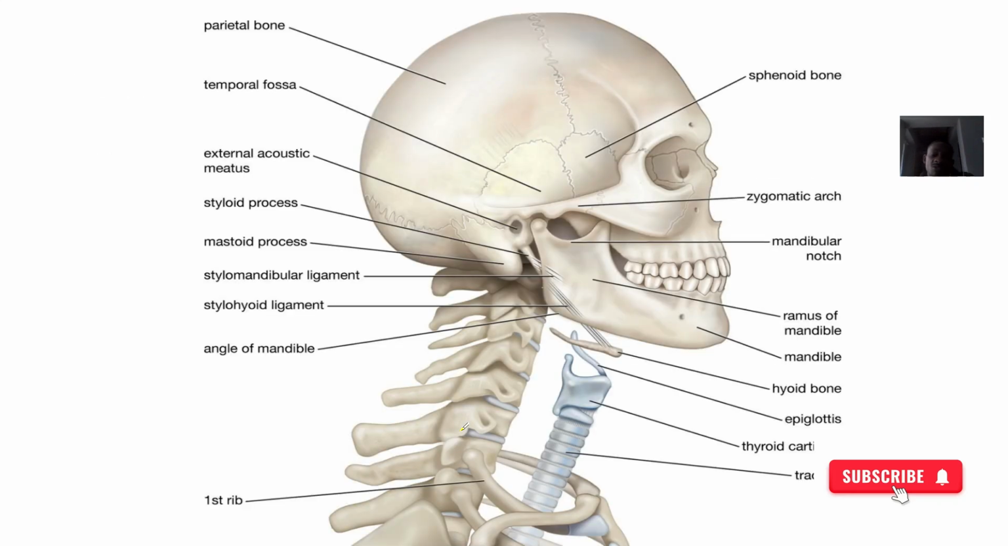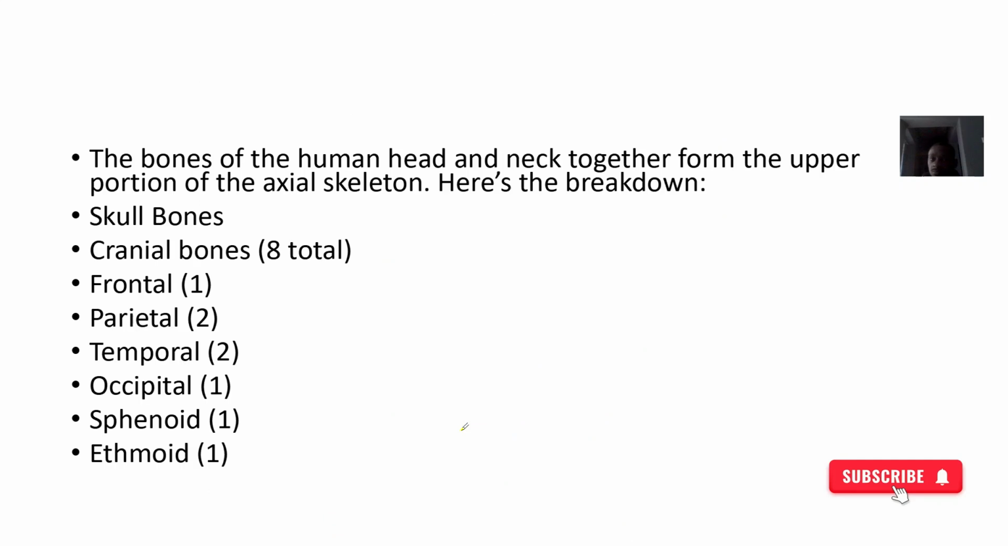It could actually be a very important question that they could ask you in an interview, they could ask you in an exam. So this is head and neck anatomy. The bones of the human head and neck together, if you sum them up, you are basically talking about the upper portion of the axial skeleton.